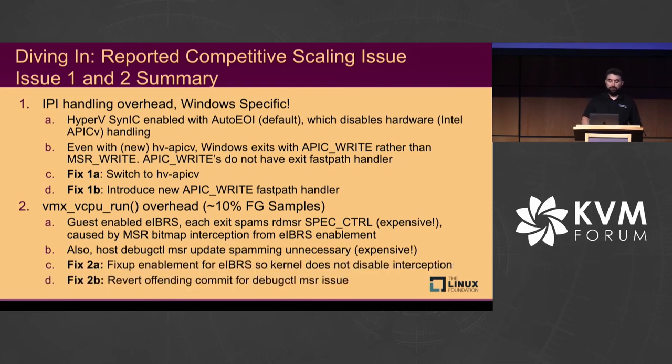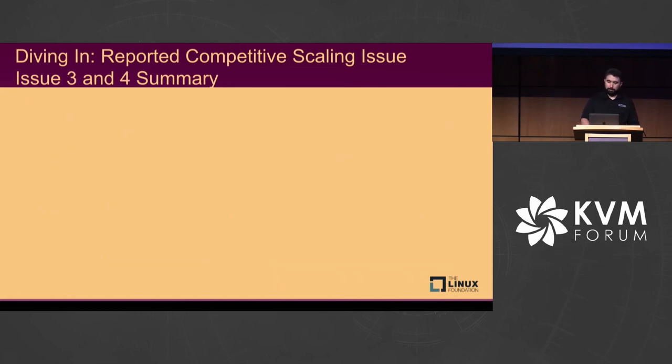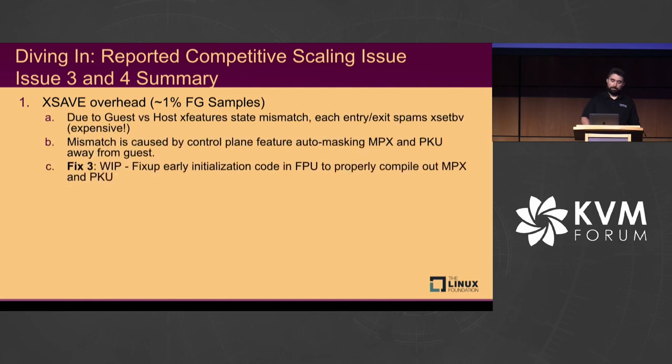So there's two fixes here. One is fixing the enablement and interception path for EIBRS, and the second one is reverting the offending commit. And I've got the details for every single one of these, including commits and such, in the appendix. But I'll keep it to a summary level for the sake of time, so we've got a bunch of cool stuff to talk about. The third bit is the XSAVE overhead.